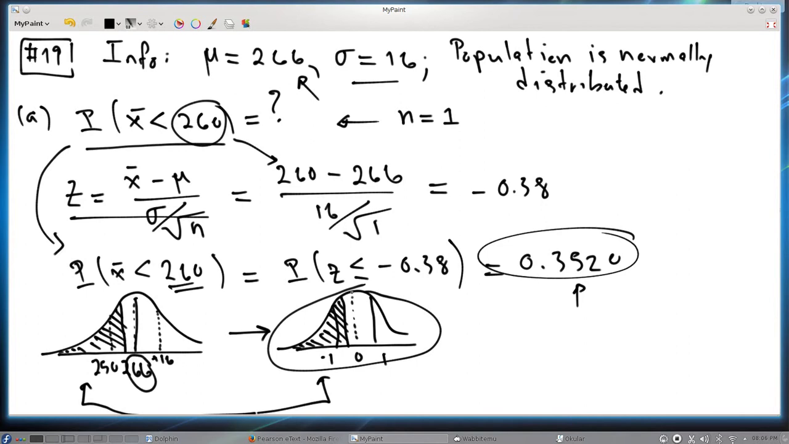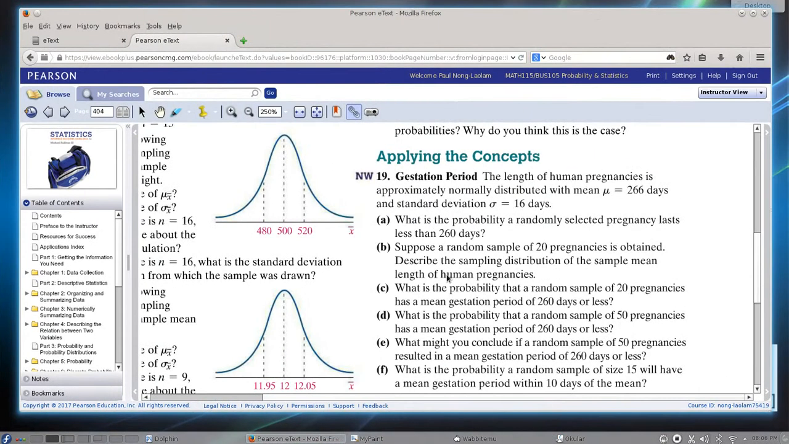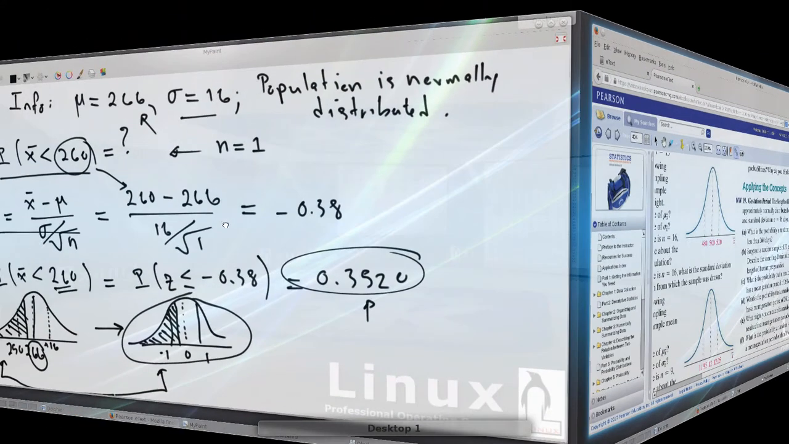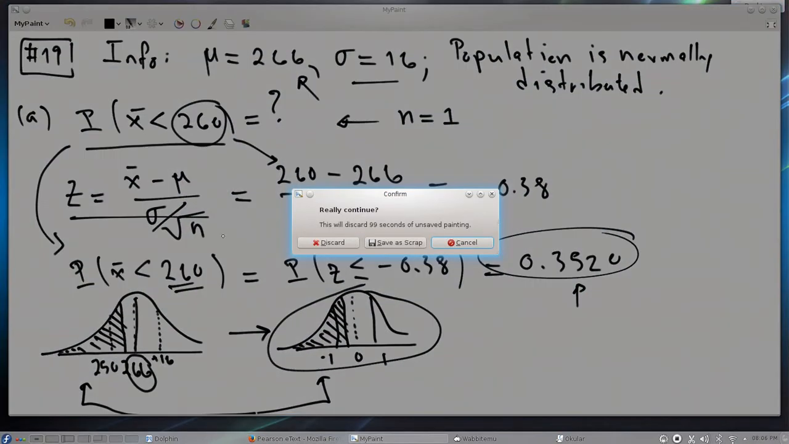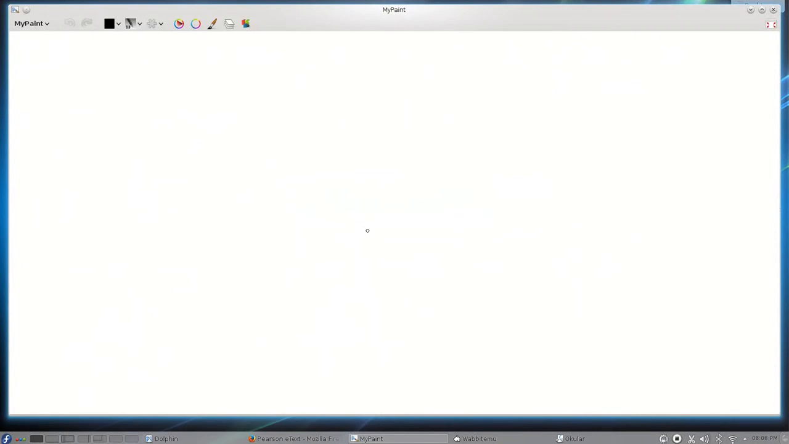Okay. What about part B? Let's look at question B. Question B asks us the following. It says, suppose a random sample of 20 pregnancies is obtained. Describe the sampling distribution of the sample mean length of human pregnancy. So here we want to describe the properties of the sampling distribution. To answer that question, we are going to write down the following properties. So this is part B.